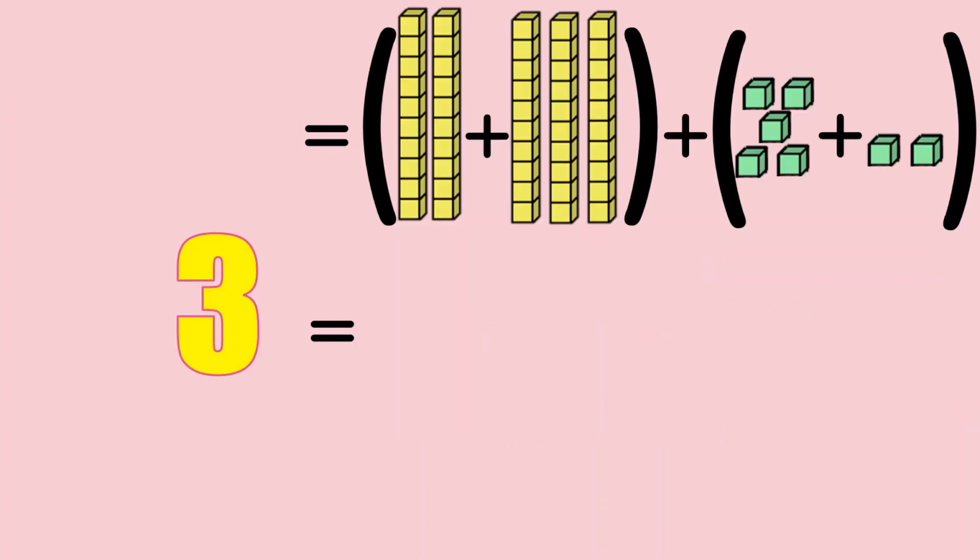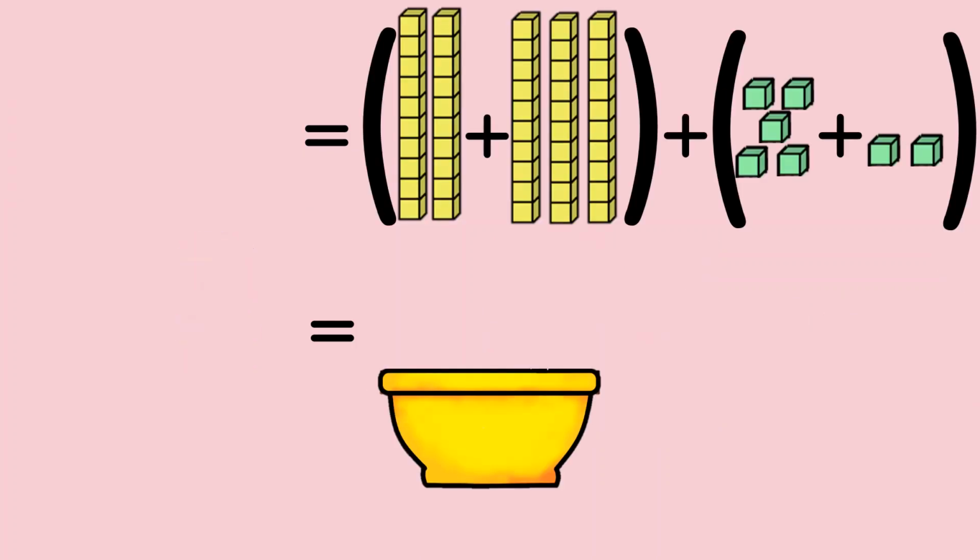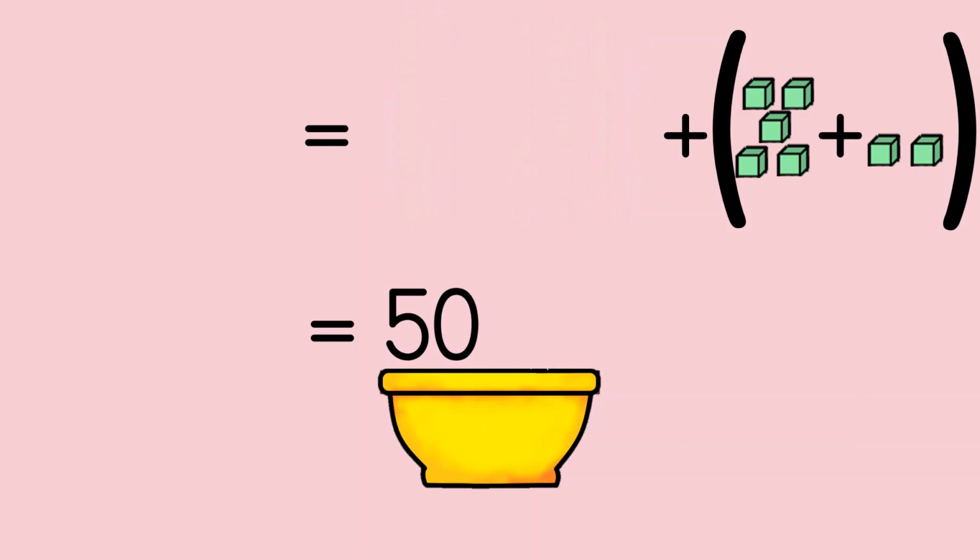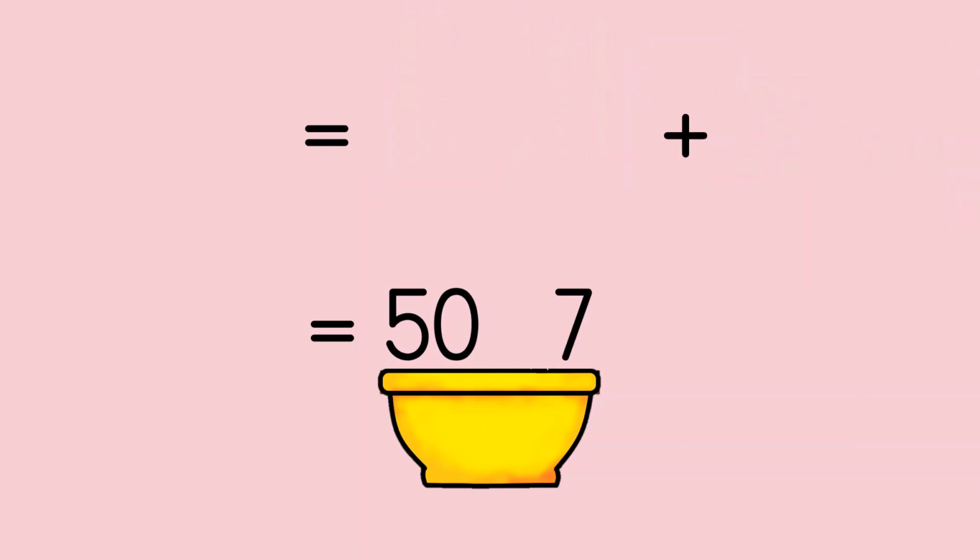Let's zoom in. Step 3. We can now go ahead and add them all together. 20 plus 30 equals 50. We write it down. 5 plus 2 gives us 7. All we have to do now is to add our plus sign. We don't need to add brackets anymore. Step 3, done.